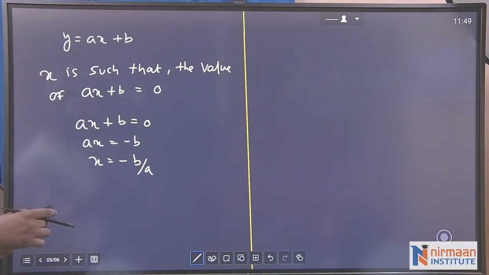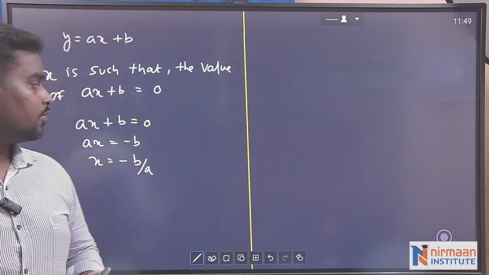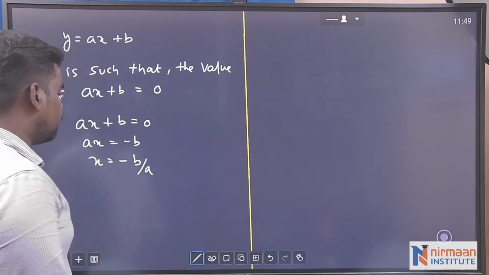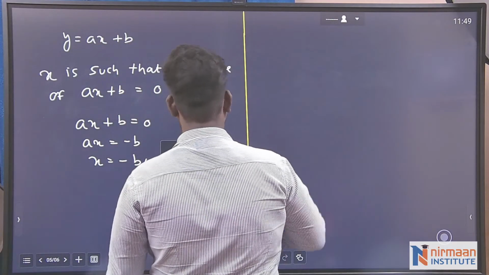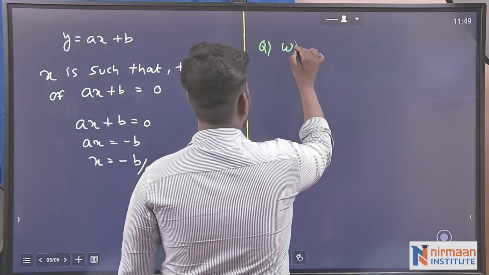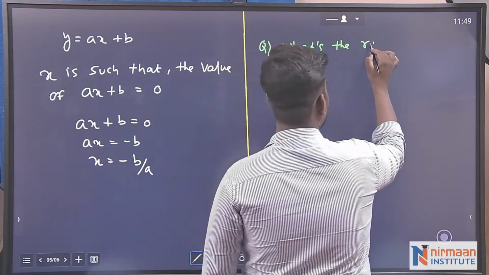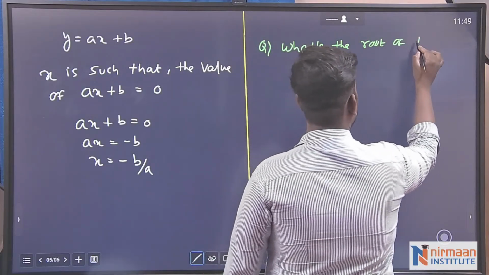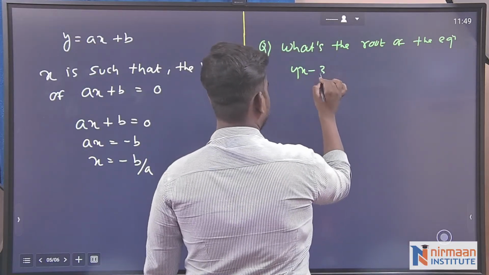The x value is minus b by a. For example, if I write a question: what is the root of the equation 4x minus 3?